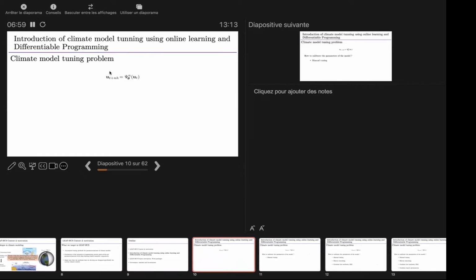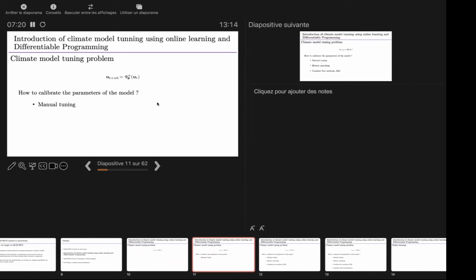As we discussed in the introduction, a climate model can be seen as a function psi that takes as an input the state of the climate at a certain time ut and outputs this state at some future time. And as we also discussed, this psi depends on some set of parameters that we need to tune in order for the climate model to represent our true climate.